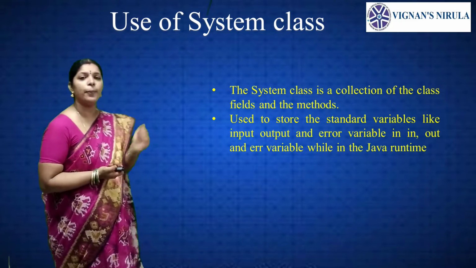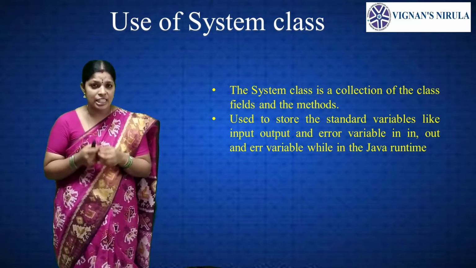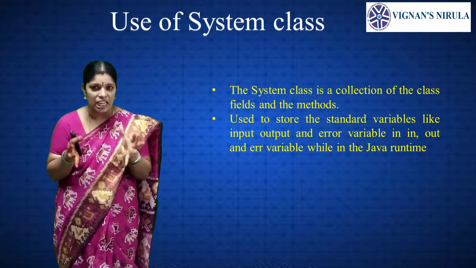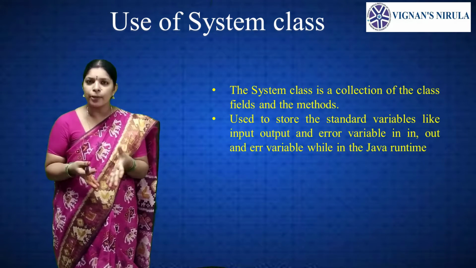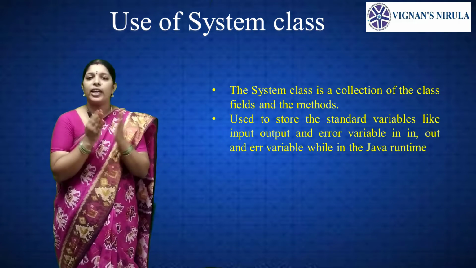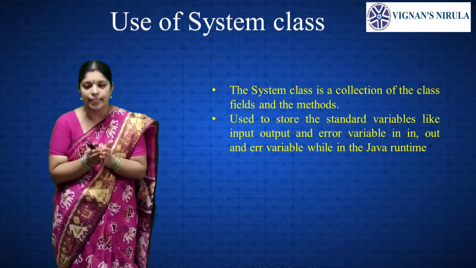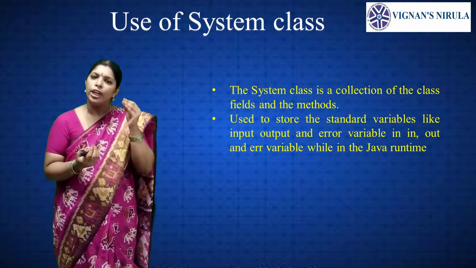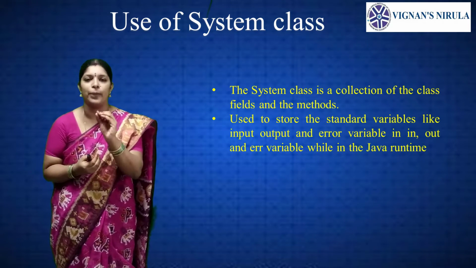Let's see what is meant by a system class. The system class is a collection of the class fields and the methods. The class fields are the variables of the classes and the methods are the static methods. So every system class is a collection of variables and static methods.